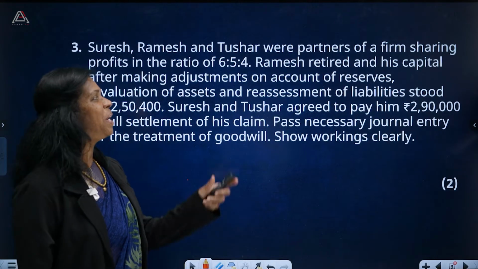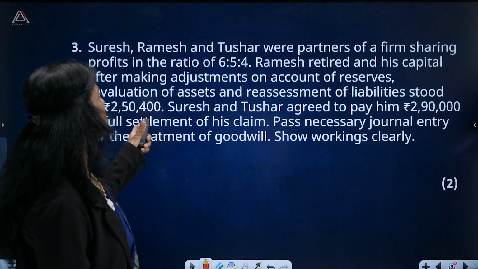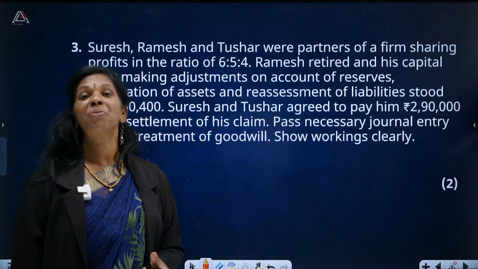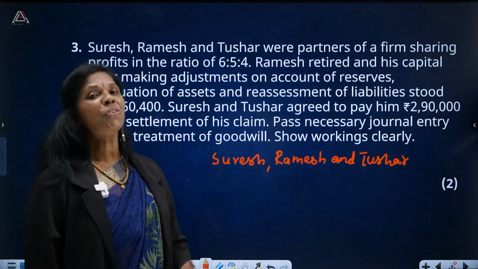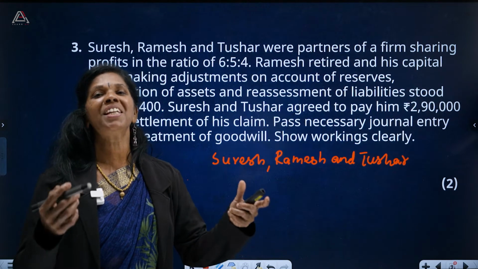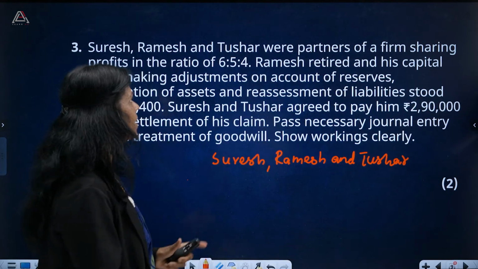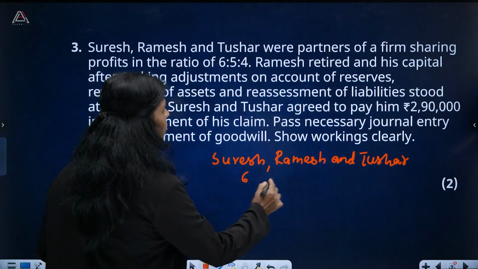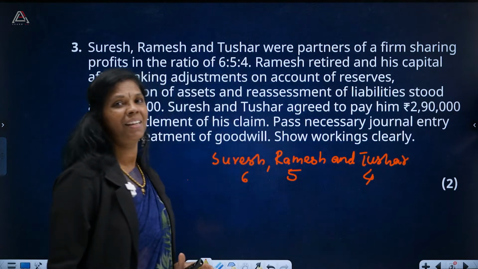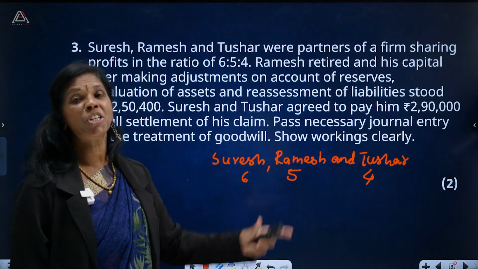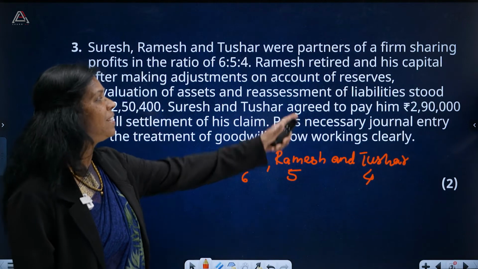Suresh, Ramesh and Tushar were partners of a firm sharing profit in the ratio 6:5:4. Who are the partners? They are the partners of a firm. Then their profit sharing ratio. How much is the profit sharing ratio of Suresh, Ramesh and Tushar? 6:5:4. This is the profit sharing ratio between Suresh, Ramesh and Tushar. Then what is the next question?